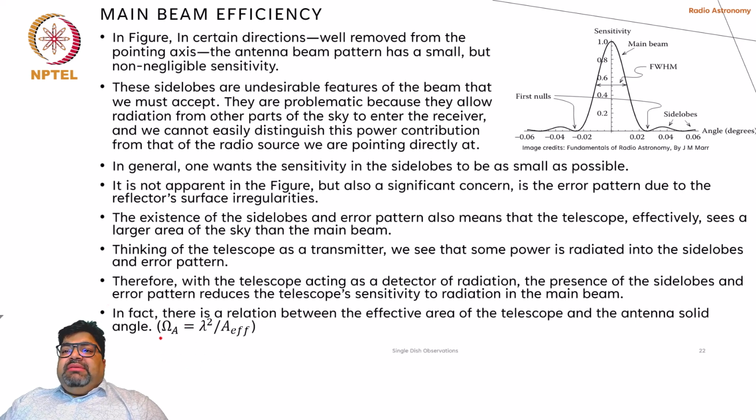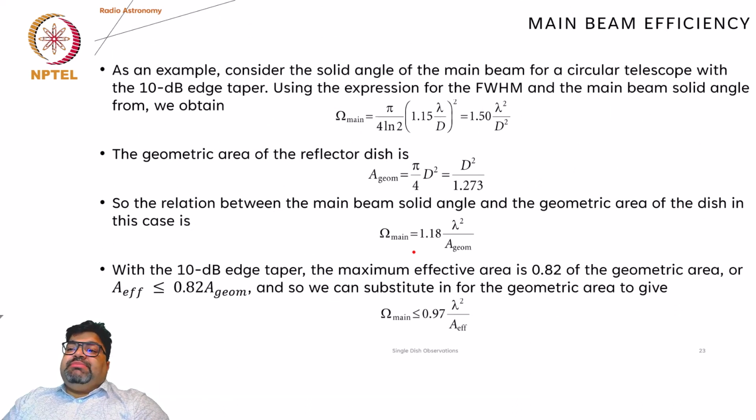There is something called main beam efficiency, for example, related to the pointing accuracy. The main beam efficiency is also very important: it compares the power collected by the whole telescope versus the power collected by the main beam itself. If this ratio of the power collected by the main beam to the total power collected by the entire antenna is higher, that means the directivity is higher, and the sensitivity of the particular telescope towards that particular direction is higher.